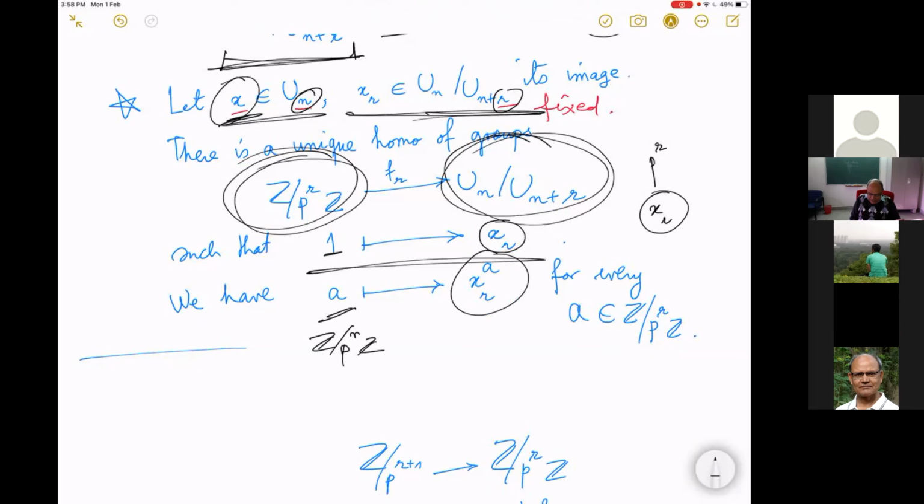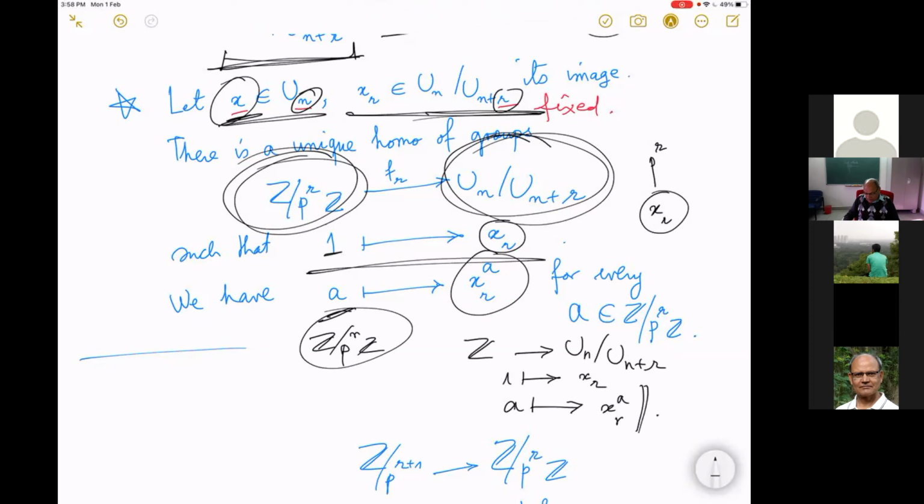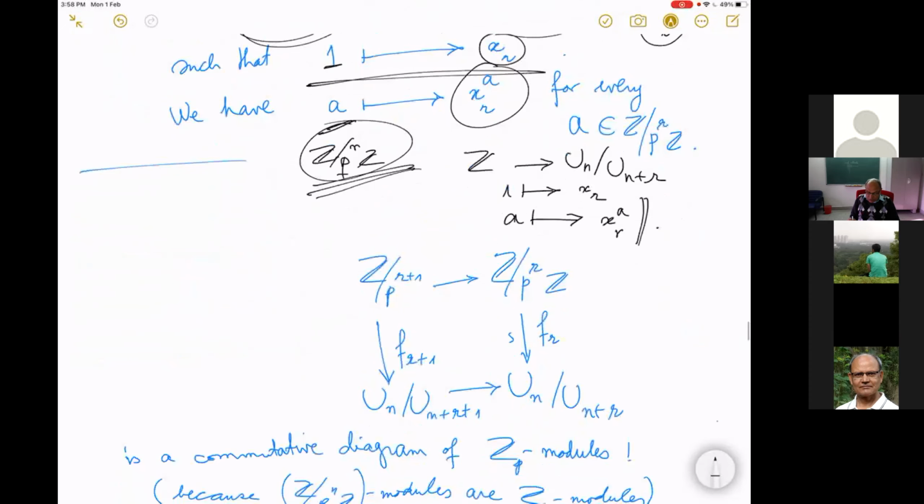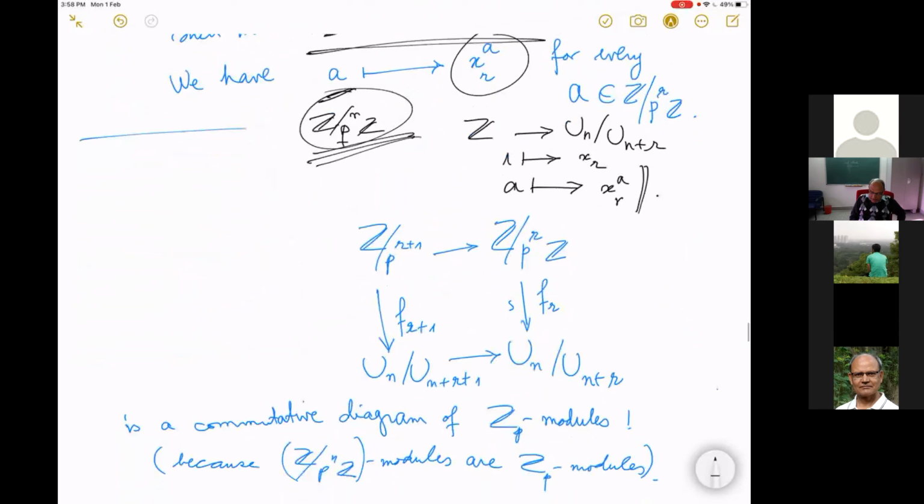Or I could have written Z here instead of Z modulo p^r Z, right? So there's a unique map from Z to U_n modulo U_{n+r}, sending 1 to x_r, and it sends a to x_r to the power a. If you are more comfortable with this, yeah, but I think it's better to think of it as a map from Z modulo p^r Z, because then I want to compare it.